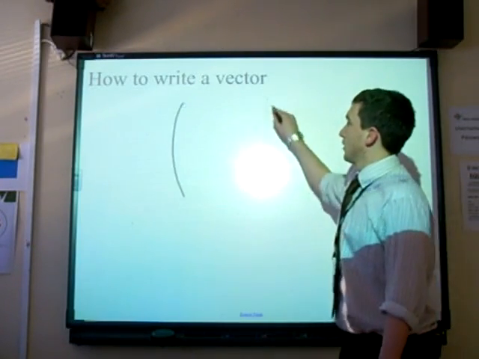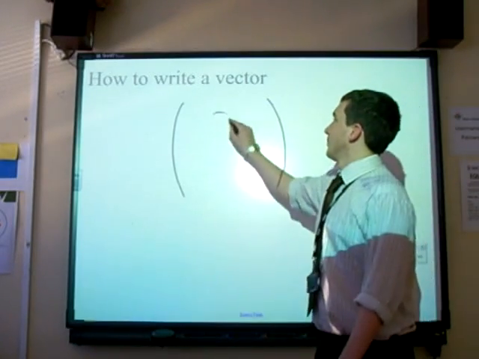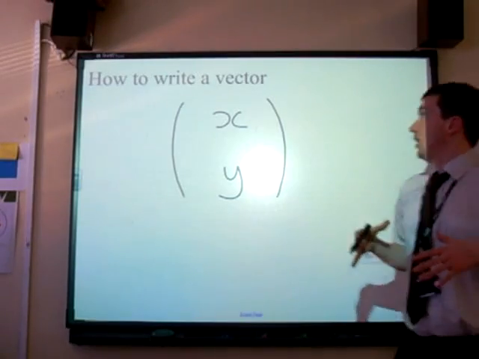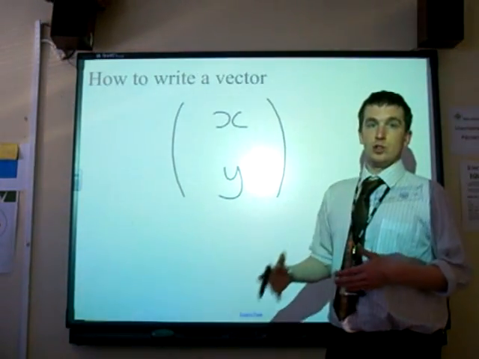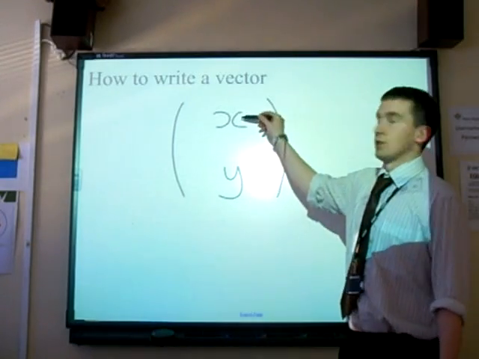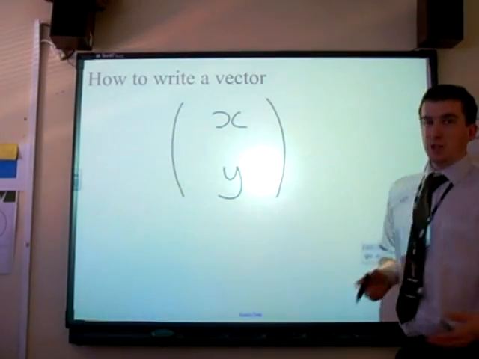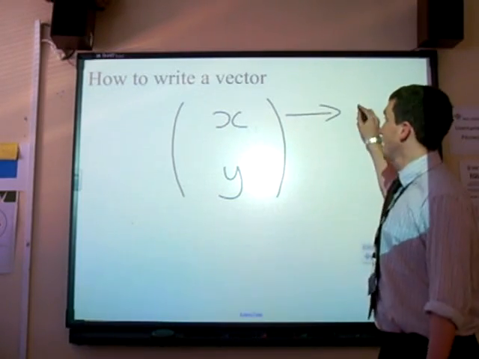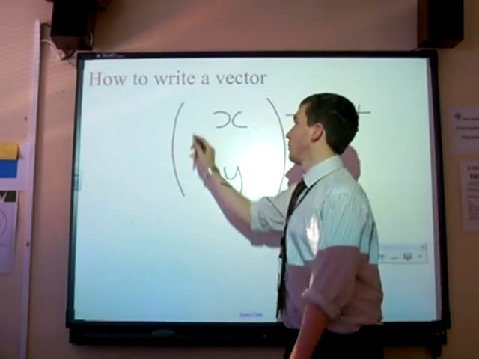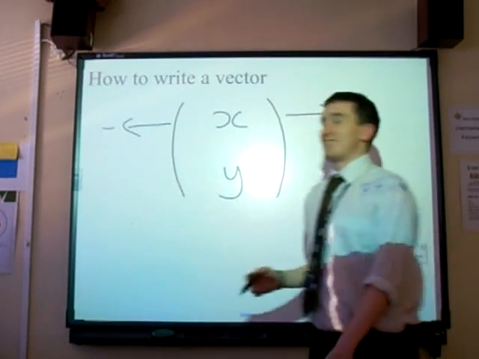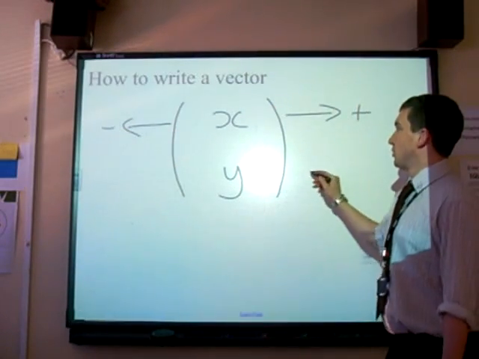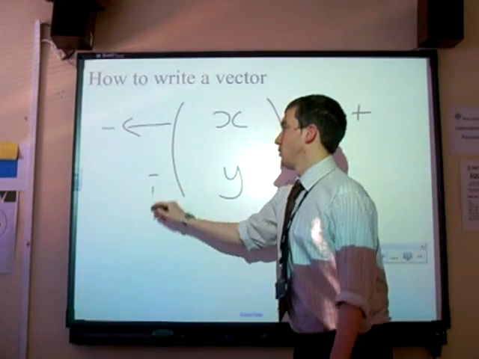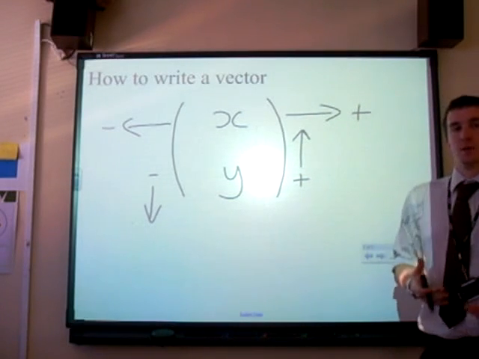So it's nice big brackets, an x value and a y value. And the way this works is depending on the horizontal or the vertical. So we've got the horizontal and the vertical. The best way to remember this is if this number is positive, we move to the right, and if the number is negative, then we move to the left. And it's a similar situation for the y. If the number is positive, we move up, and if it's negative, we move down. And that's usually how we write a vector.